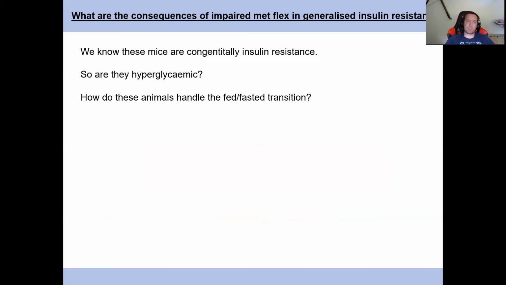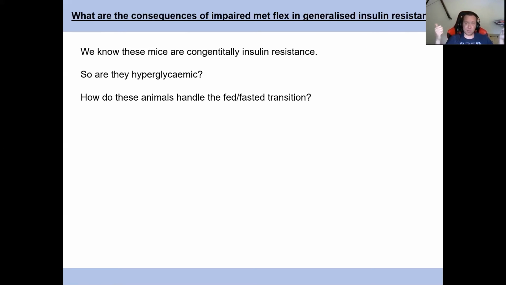So what are the consequences of impaired metabolic flexibility in a mouse model of generalized insulin resistance, congenital insulin resistance? Unfortunately, we don't have all the nice data. This is data we did in collaboration with other people. They had specific experiments they were interested in doing. But what we do know is these mice are congenitally insulin resistant.